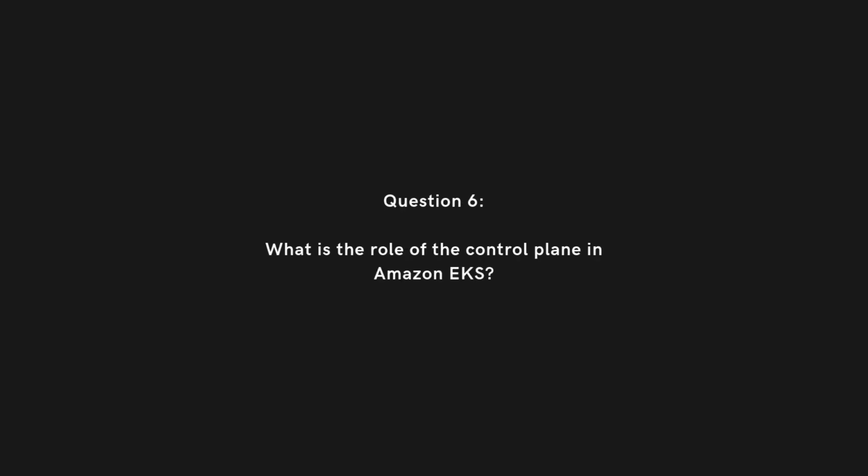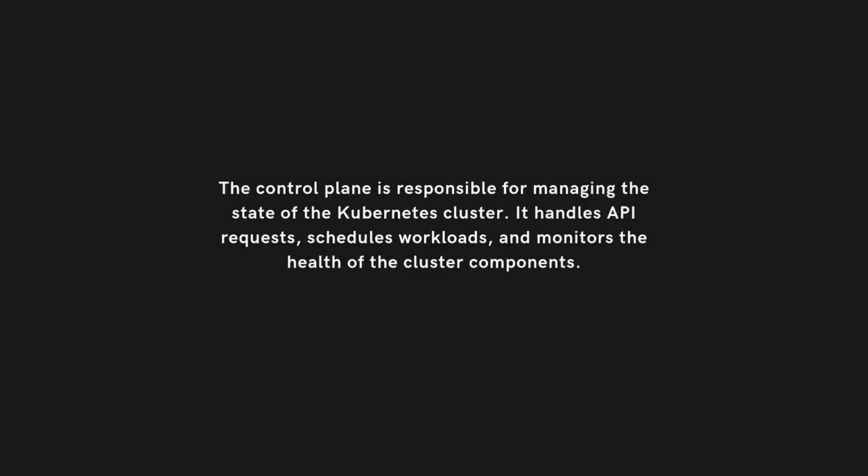6. What is the role of the control plane in Amazon EKS? The control plane is responsible for managing the state of the Kubernetes cluster. It handles API requests, schedules workloads, and monitors the health of the cluster components.